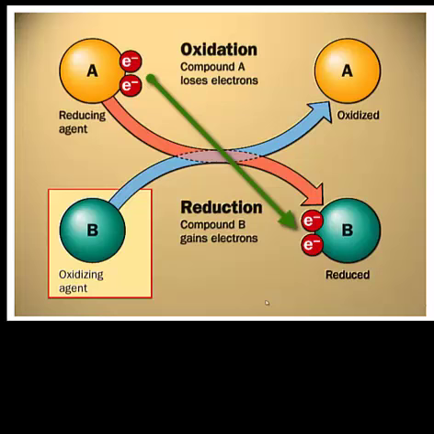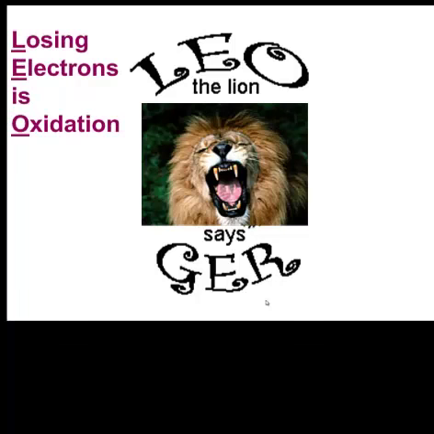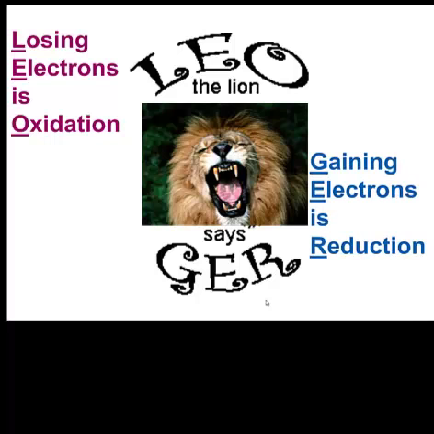I know it doesn't make sense. You get some electrons, you shouldn't be reduced. A good way to remember that, though, because it is kind of confusing, is through Leo the lion. Leo says grr. If you are losing electrons, then you are oxidized, and that's what Leo stands for. And if you're gaining electrons, you're being reduced, and that's what the grr of the lion's roar stands for.